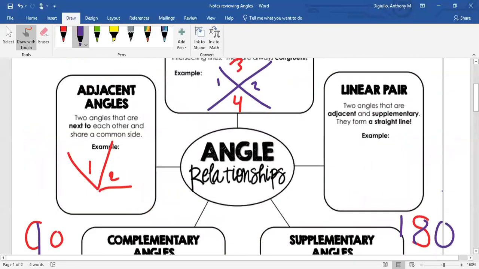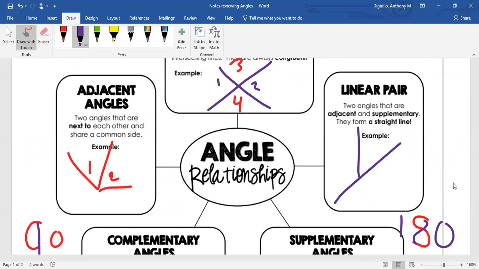That's the big difference when we start looking at linear pair. For a linear pair, they have to be next to each other and add to 180, which means every time they're going to form a straight line just like that. So angle 1 and angle 2 could be a linear pair. It could be something like this, maybe a little more even, this 3 and this 4. Again, as long as they're next to each other and add to 180, they're going to be a linear pair.